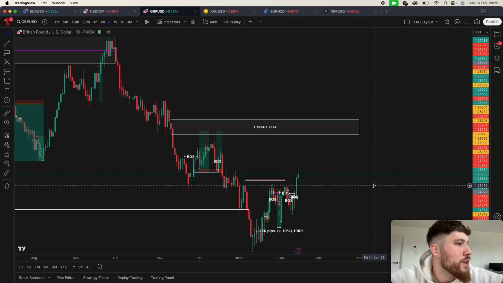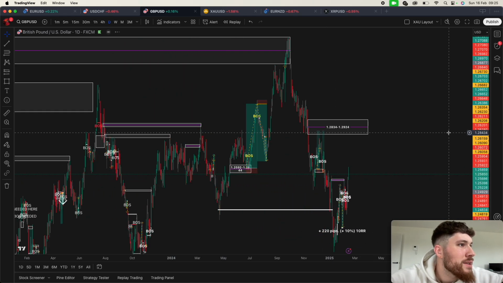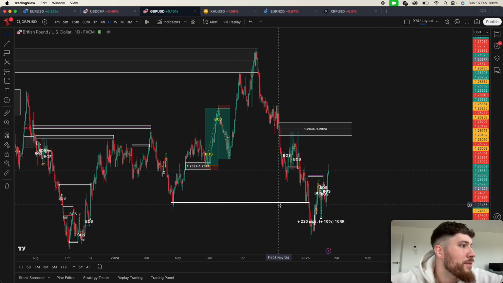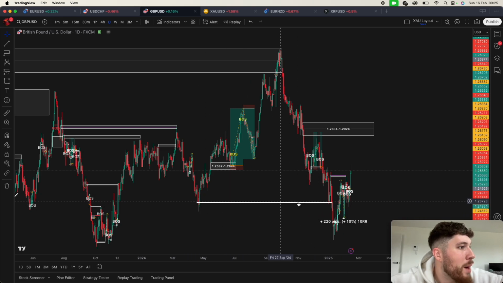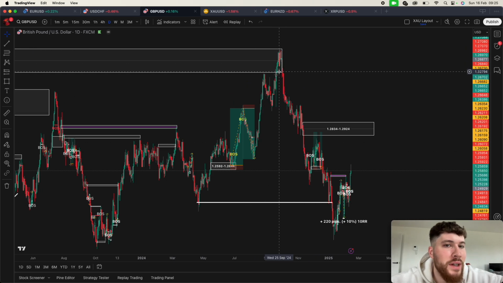Heading over to the Great British Pound to the US dollar. As you can see here, price has recently delivered us with a higher time frame break of structure to the downside, okay? So this right here represents a higher time frame break of structure to the downside. So that tells us that enough supply was introduced from this area here to actually give us a flip in the S&D balance, and we are now seeing this market trade in a bearish way longer term.